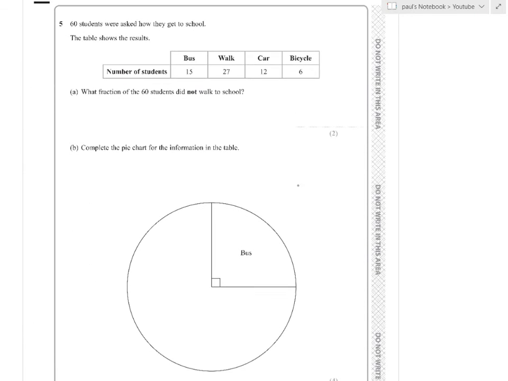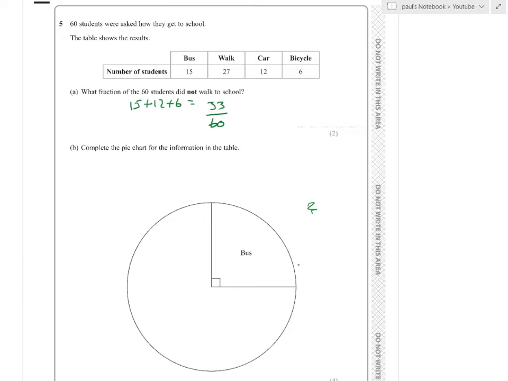Okay, now what we're going to do? 60 students were asked how they get to school. What fraction of the 60 students did not walk? So we've got 15 plus 12 plus 6, which equals 33. 33 out of 60 did not walk.